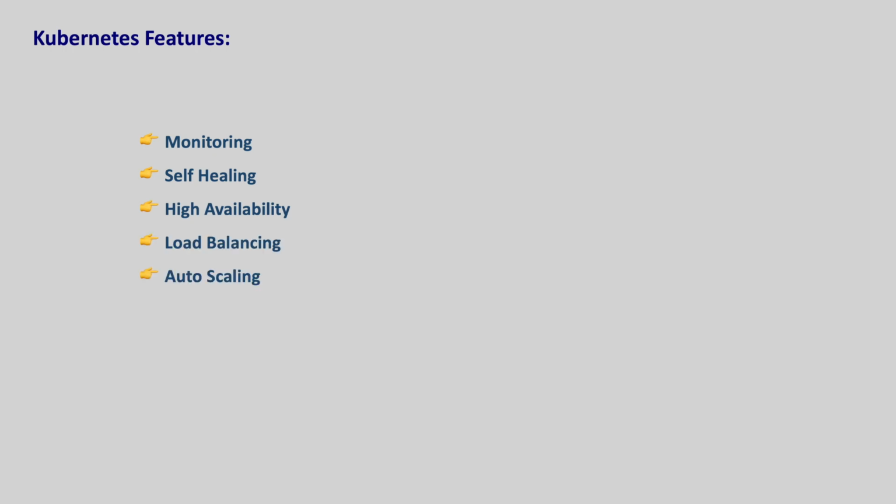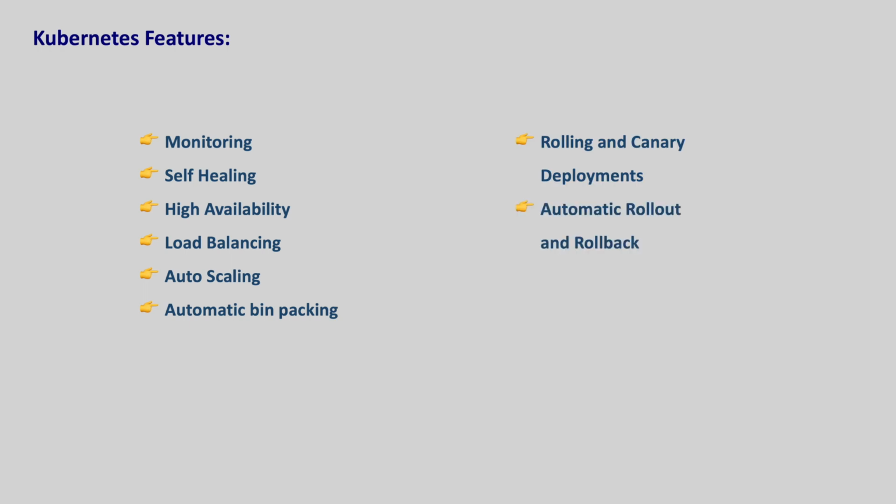In the introduction of Kubernetes section, we have seen the different features of Kubernetes like monitoring, self-healing, high availability, load balancing, auto-scaling, automatic bin packing, rolling and canary deployments, automatic rollout and rollback, secret and configuration management, etc. But how is Kubernetes doing all this stuff? What are the different components involved to make this happen? That's our topic for today.